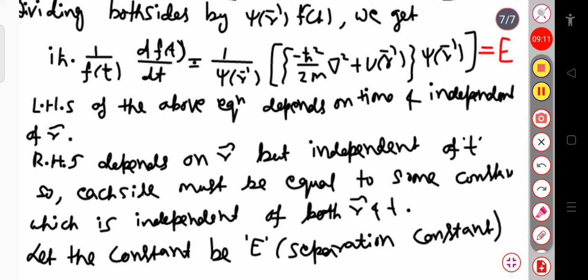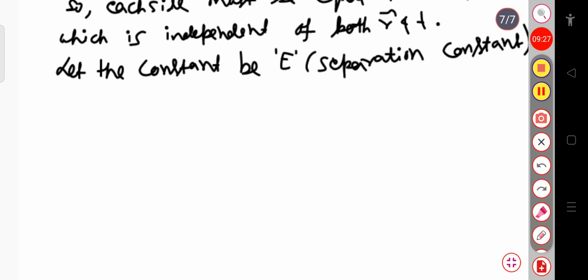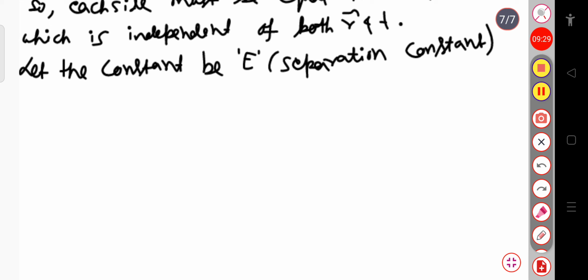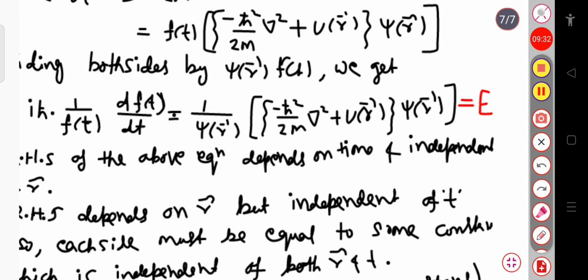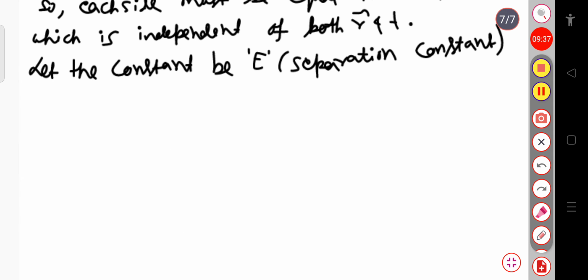Now if I write this individual term, let me write the left hand side term, that is your iħ (1/f(t)) df(t)/dt equal to E. So let me write the first expression. Let me give this equation number 2, suppose. Now here I can write, this is your iħ df(t)/dt, that is equal to E. Okay, this is your one equation.